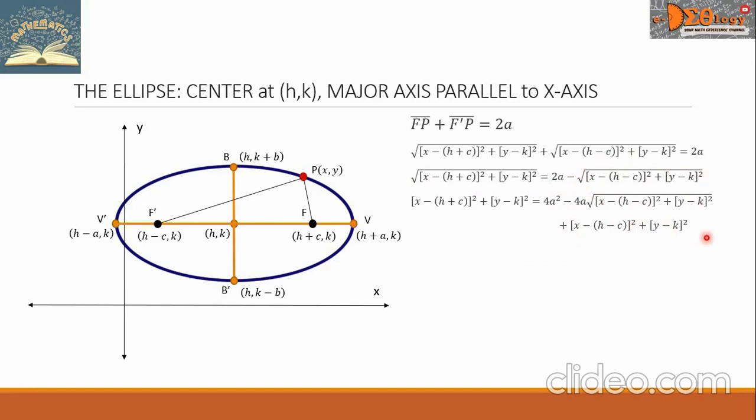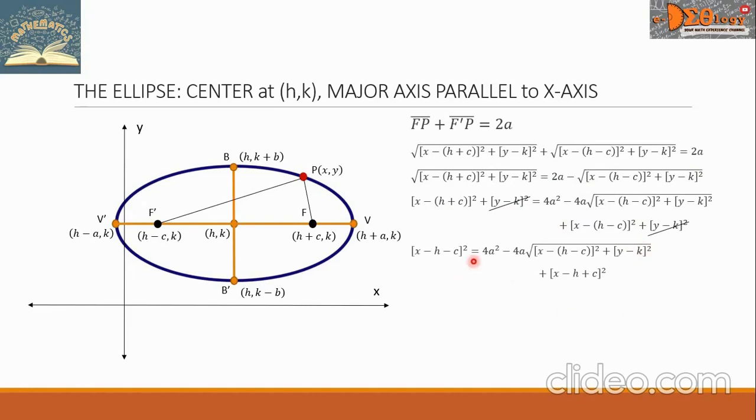Now let us observe the left side and the right side. There is a common term that we can cancel from both sides, and this is the (y minus k) quantity squared. Let us write again our equation, clearing those cancelled terms. Also, let us simplify this term here and also here.